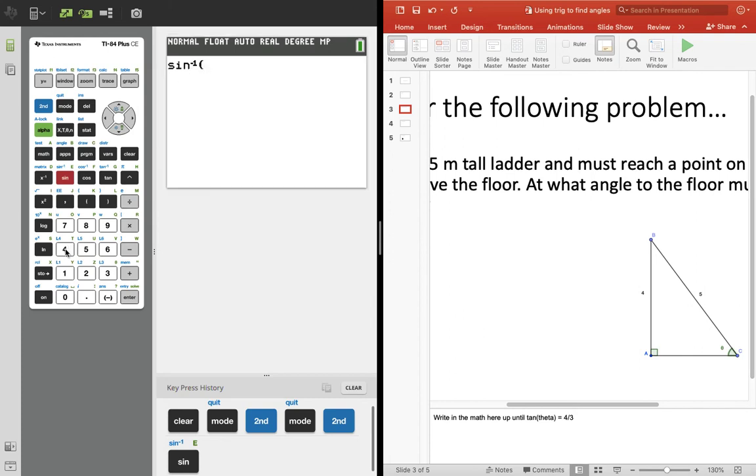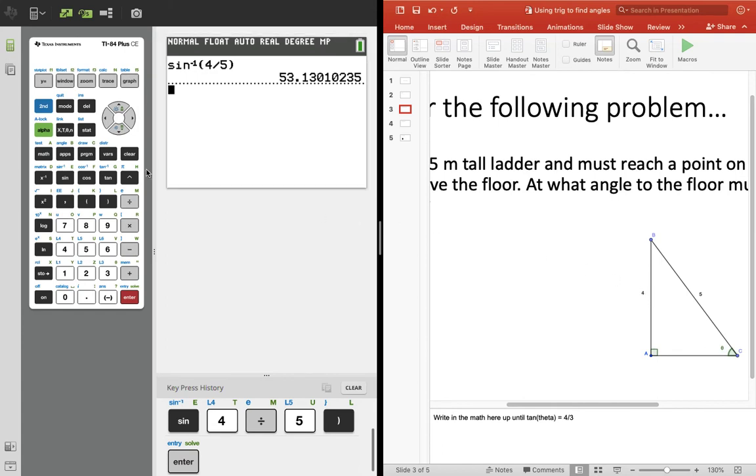If you tell it, I have an angle whose sine is 4 over 5, and you hit enter, it would give you the angle. So the angle in this triangle is 53.1 degrees. That's the angle whose sine is a ratio of 4 to 5.